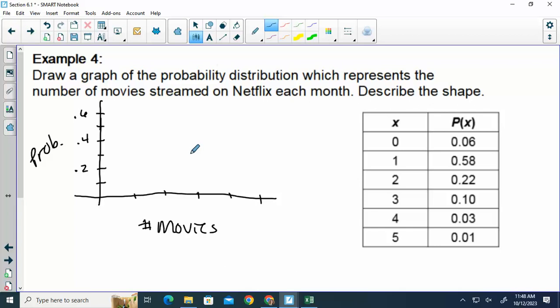And if we go through that, I had 0 with probability 0.06. 1 was 0.58. 2 is 0.22. 3 is 0.1. 4 is 0.03. 5 is 0.01.